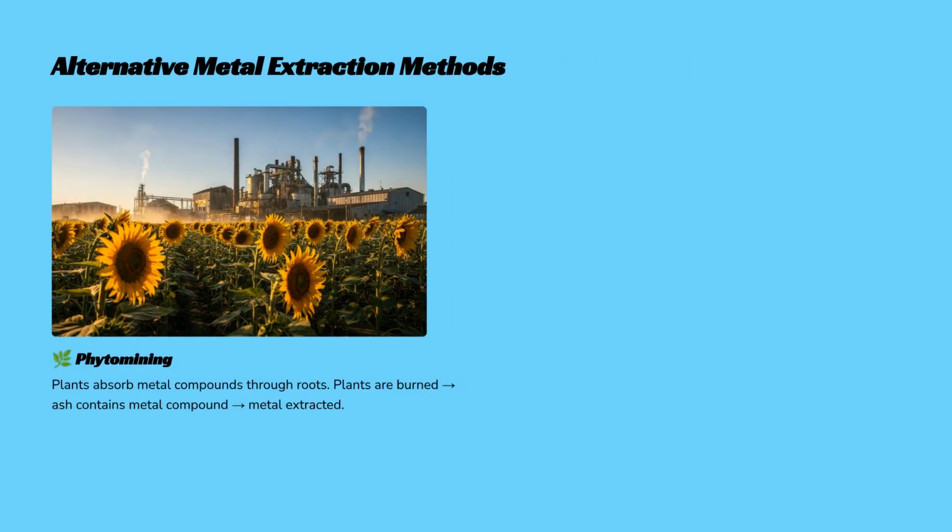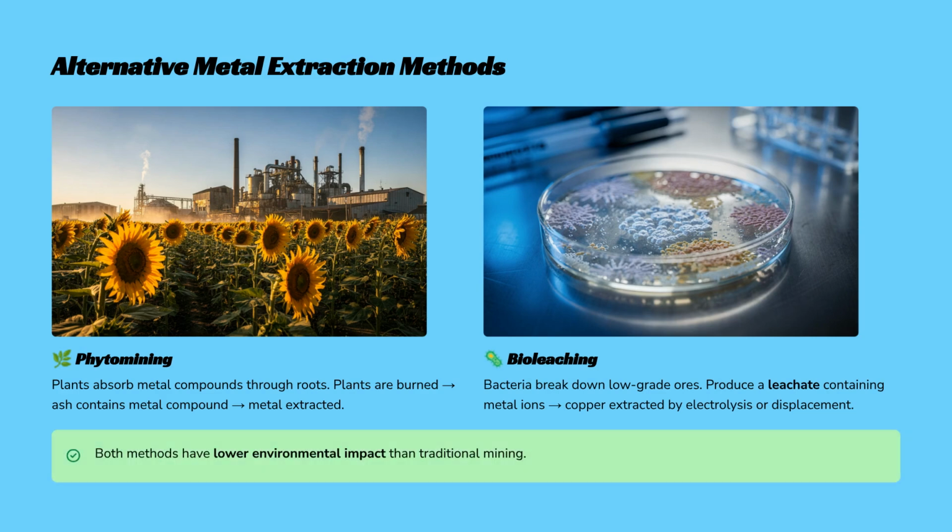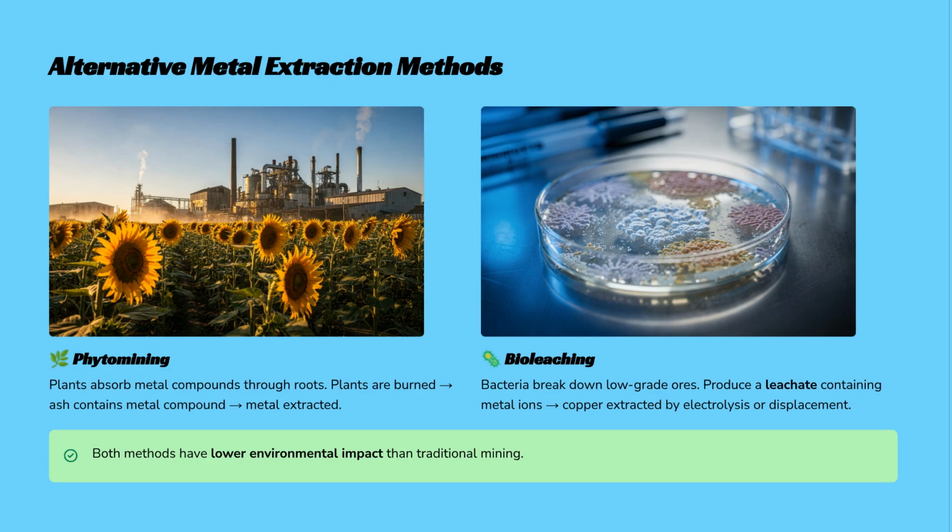Phytomining uses plants to absorb metal compounds, which are then burned to extract the metal from the ash. Bioleaching uses bacteria to break down low-grade ores, producing a leachate for copper extraction. Both methods have a lower environmental impact compared to traditional mining.